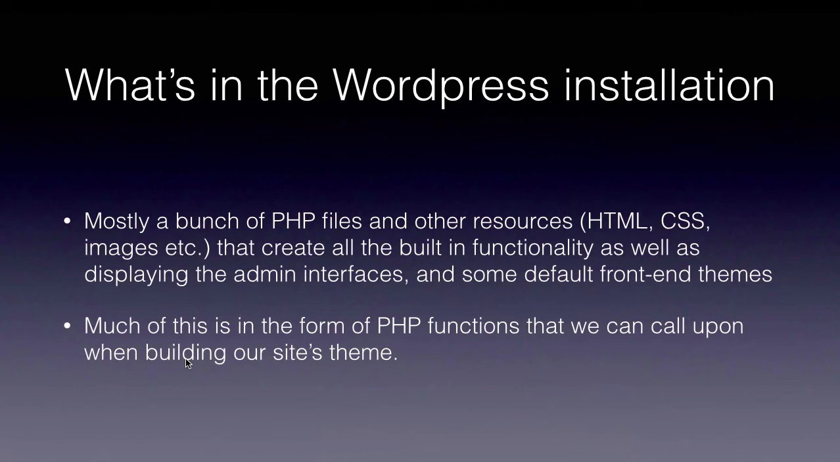So what exactly is in the WordPress installation? What's in all of those files that you've downloaded from wordpress.org? The answer is mostly it's a bunch of PHP files and other resources, so HTML, CSS, images, JavaScript, stuff like that, that create all of that built-in functionality that we detailed earlier. All of those core features, as well as displaying the administration interfaces and some default front-end themes. It has to have something in there to show those administrator interfaces, and so that there is something there on the front end to show potential content that you might add, it has some default themes.